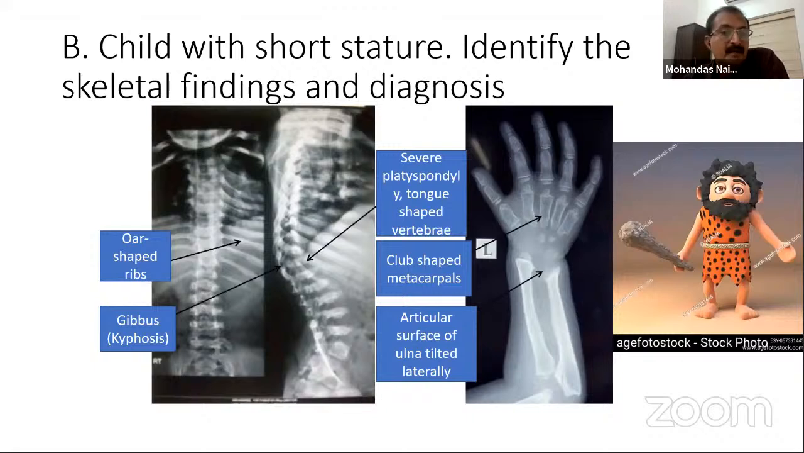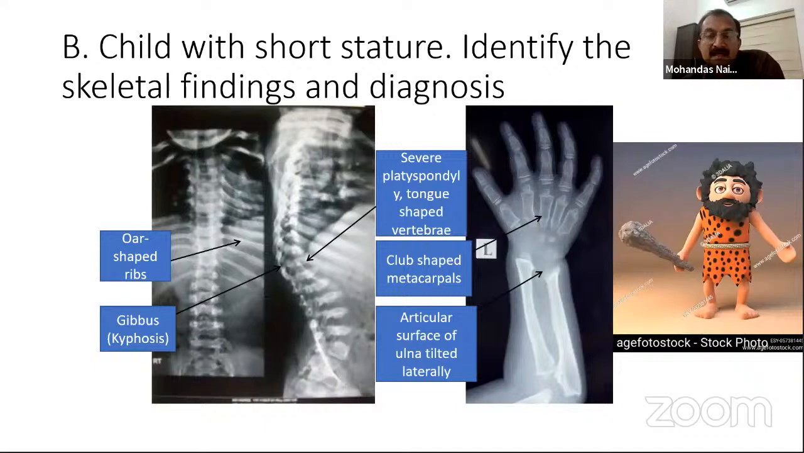Okay, here in the first X-ray, you can see the oar-shaped or spatula-shaped ribs. That is, posteriorly, the ribs are very narrow. And in the lateral view, you can see a gibbus, and also a severe platyspondyly. The vertebral bodies are very flat, something like tongue-shaped vertebrae.